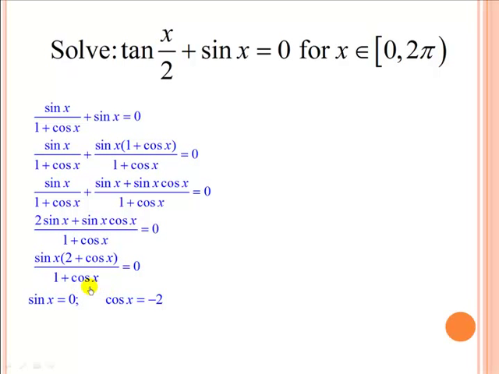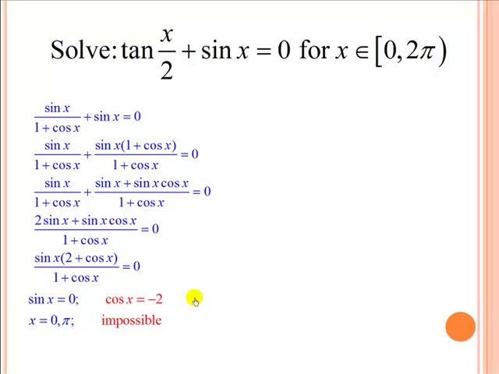Again, the denominator does not affect the quantity as far as making it equal to 0, so we can ignore that for now. The first equation, sine x equals 0, has two solutions in this interval, 0 and pi. On the second equation, cosine x equals -2, well, that's impossible. Cosine x is always between -1 and 1, so that quantity cannot be -2, and so that's not going to give us any solutions.